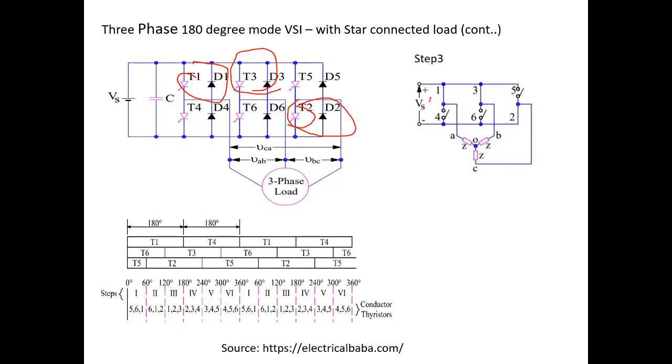Input side, we have a voltage source. On the output side, we have a balanced star connected load, and the A phase terminal is connected to the positive terminal directly through switch 1. The B phase terminal is also connected to the positive terminal of the input voltage source through switch 3, and the C phase is connected to the negative terminal of the input voltage source through switch 2. In fact, the B phase and A phase both are shorted, right?